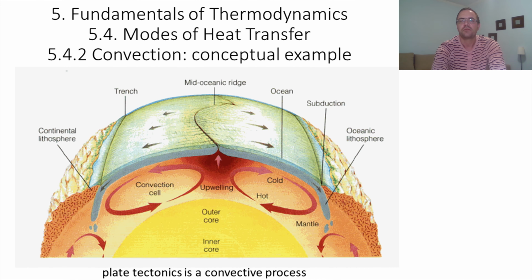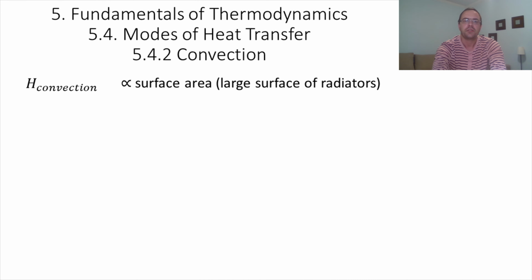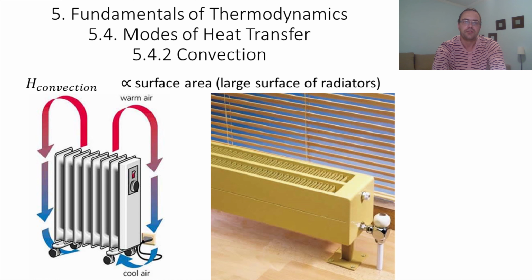Another example of convective process is plate tectonics. This is the result of convection motion in the mantle of the Earth. Now, in Physics 9B, there isn't a formula that we will learn to calculate the heat current from convection. But you should know that it is proportional to the surface area. Right? For example, radiators have a large surface to maximize the heat current.